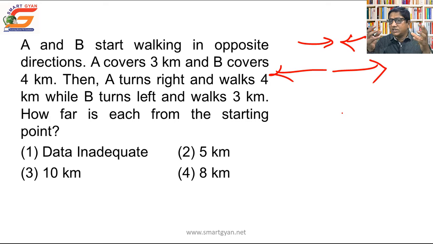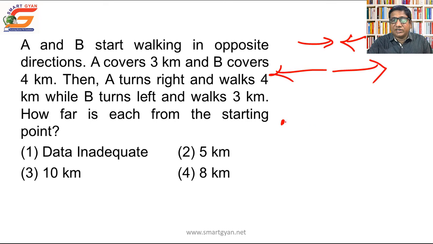So, what happens when this type of question comes? Instantly it comes to our mind, when they are moving in two opposite directions, then two different answers will come. So, here there is no choice like this, either or. So, the answer will be data inadequate. But this once again will be proved to be wrong. How? Let us check. Suppose we take the first case. A and B start walking in opposite directions.